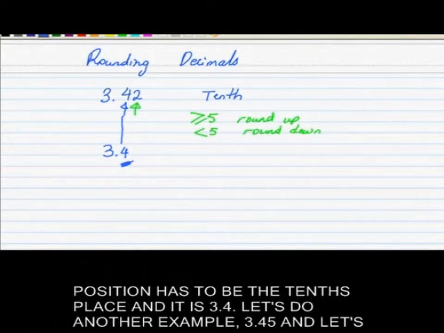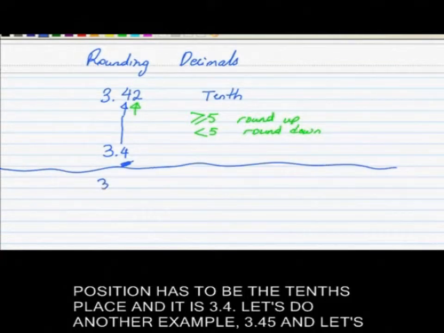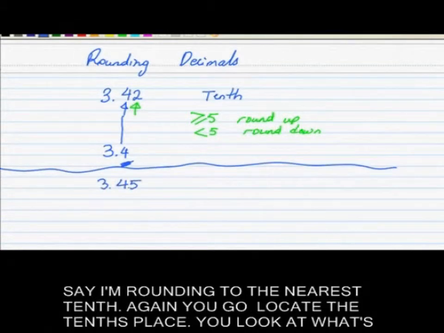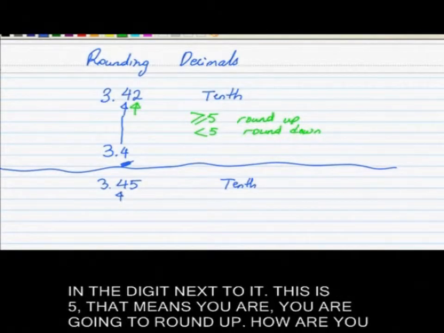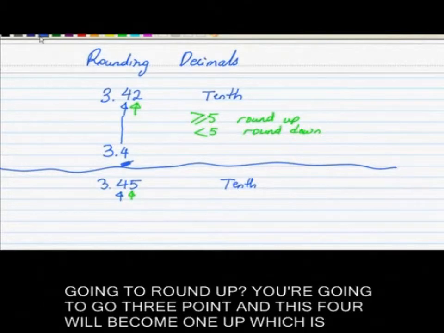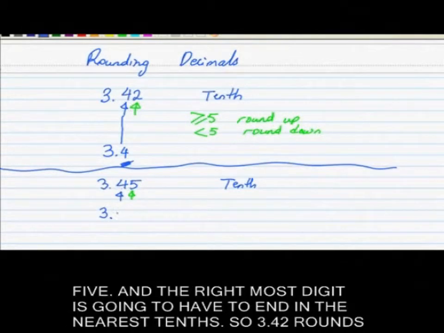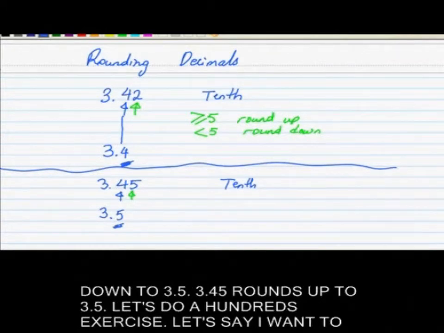Let's do another example. 3.45, and let's say I'm rounding to the nearest tenth. Again, you locate the tenth place and look at the digit next to it. This is 5, which means you're going to round up. How do you round up? You go 3 point, and this 4 becomes one more, which is 5, and the rightmost digit ends at the tenth place. So 3.42 rounds down to 3.4, and 3.45 rounds up to 3.5.